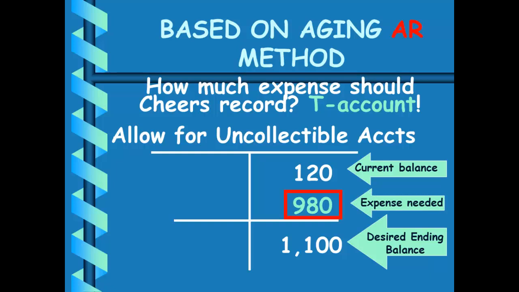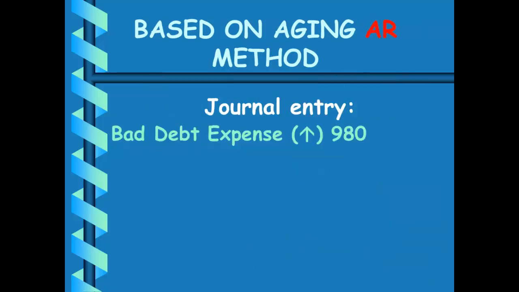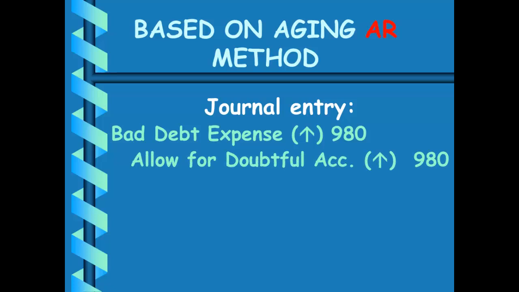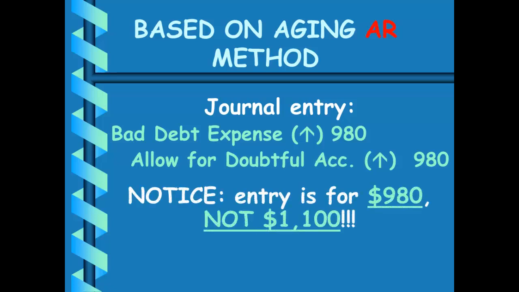To get from a credit of $120 to a credit of $1,100, you would have to subtract, make the entry for $980. Let's make the adjusting entry. What account do I debit in this new adjusting entry? Bad debt expense is my debit. And what account do I credit? The allowance for doubtful accounts. Very good. Debit bad debt expense, credit the allowance for doubtful accounts, and notice the entry is for $980. It is not for $1,100. It is for $980. What is the balance in the allowance for doubtful accounts after this entry?